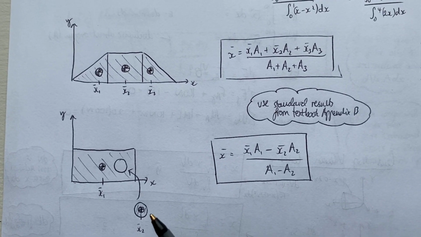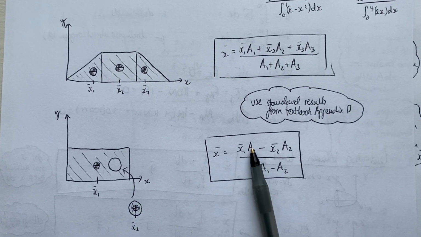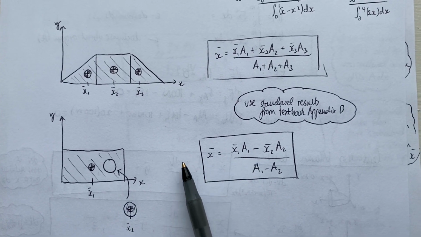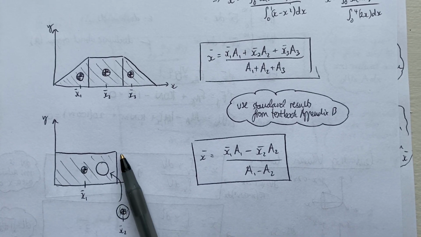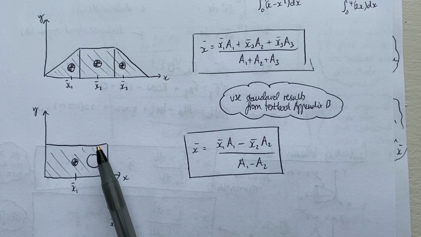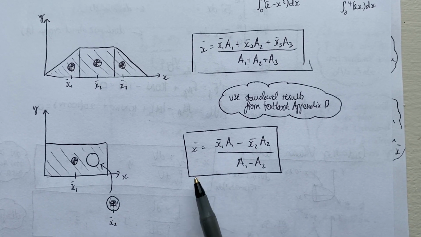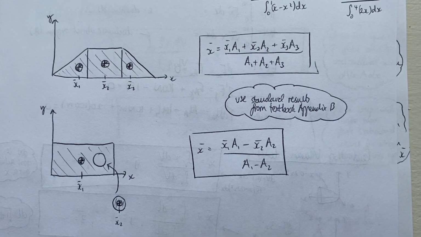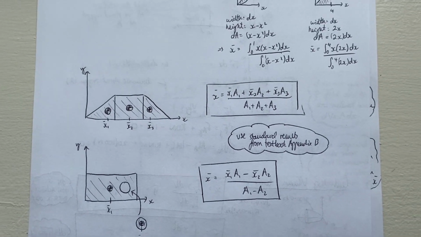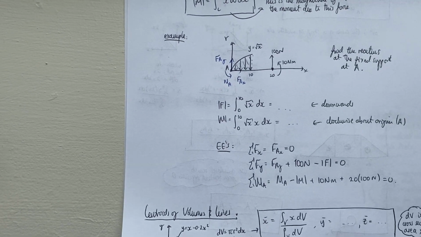And then this example here, where we have a shape with a cutout, we do the opposite thing, right? So we find the x-coordinate of the centroid of the whole shape, we find the x-coordinate of the centroid of the cutout, and then we subtract one from the other, and then average that over the difference in areas, right? So that's all to do with centroids of areas.